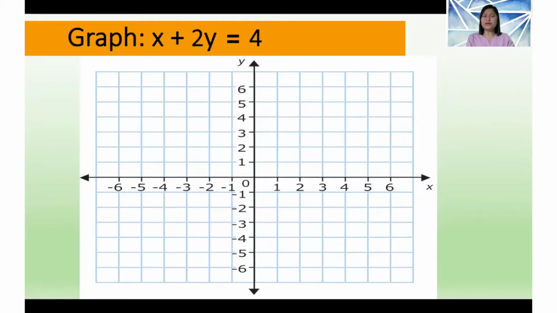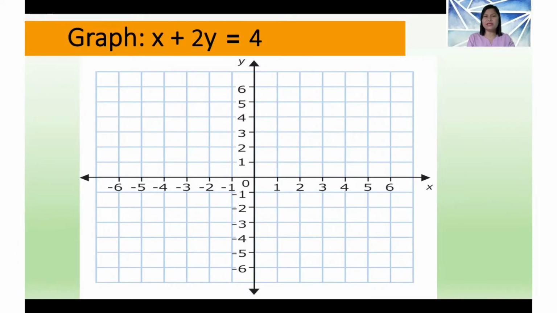Let's review graphing linear equations in two variables. Remember, there are different methods in graphing linear equations in two variables. One is using any 2 points. Another, the slope and y-intercept, and x and y intercepts. So let's graph x plus 2y is equal to 4. We will use the intercept method, or the x and y intercepts.